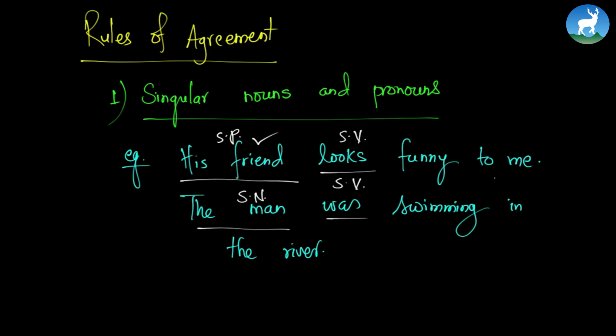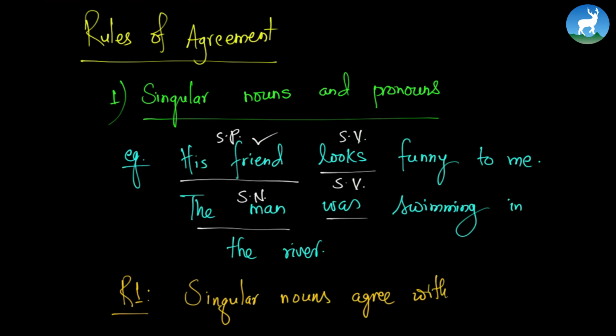What is the rule? Let's be sure about the rule. Rule number 1. Singular nouns and pronouns that denote one always agree with singular verbs. So what is the rule? Singular nouns agree with singular verbs. Very good. Let's go to another rule.